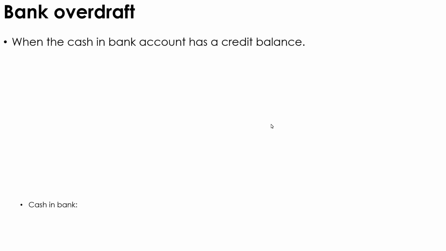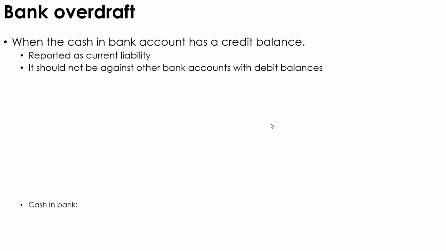That is when the cash in bank account has a credit balance. Diba, cash is an asset and its normal balance is debit. However, if a cash in bank has a credit balance, a negative balance, that is what we call a bank overdraft. And these bank overdrafts are reported as current liability. It should not be offset against other bank accounts with debit balances. Hindi mo siya pwedeng i-minus dun sa mga may debit balances kasi i-report mo siya separately as current liability.